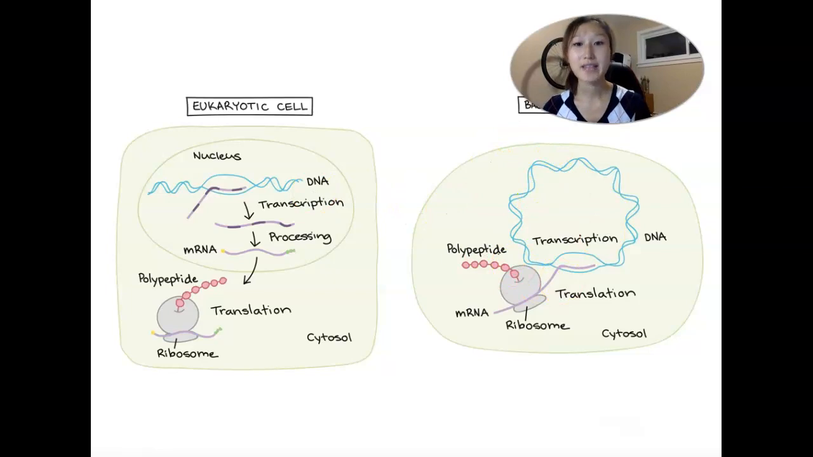The next step, so if you're moving on to transcription, you can see that transcription happens inside the nucleus for a eukaryotic cell. And for a bacteria, transcription simply happens in the cytosol or the cytoplasm.